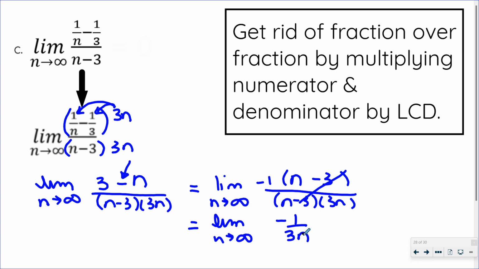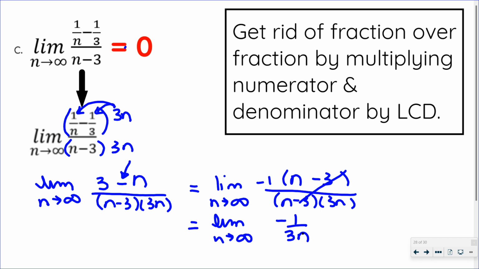Now, this is a bottom-heavy function. As n approaches infinity, that means that the denominator becomes infinitely bigger and bigger. Negative 1 over a really big number is going to approach a value of 0. So this whole limit has a value of 0.